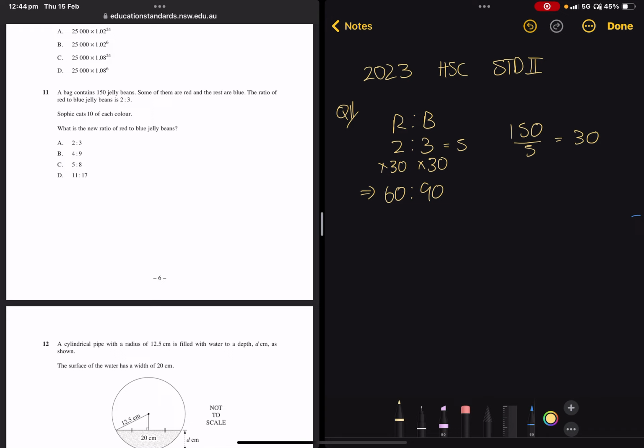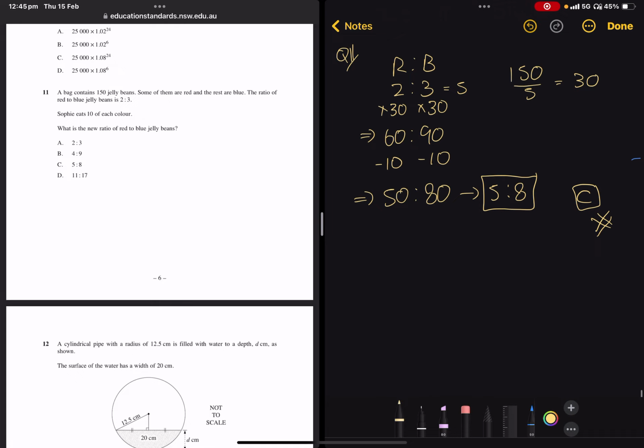She eats 10 of each colour. So minus 10 from red, minus 10 from blue. This gives us the new ratio of red to blue is 50 to 80. So this is 5 to 8. So this is C. And C is the correct answer. So this is how we do question 11.